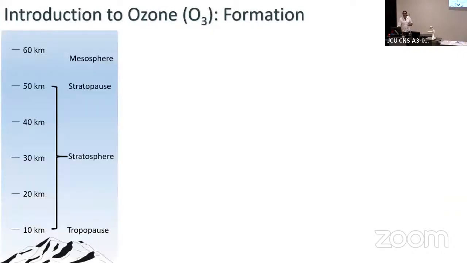So something that I think is worth reiterating is that ozone is a natural part of the world around us. It's naturally formed by chemical processes in the atmosphere.